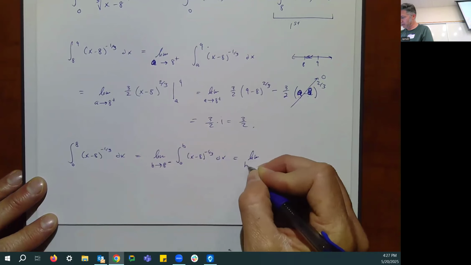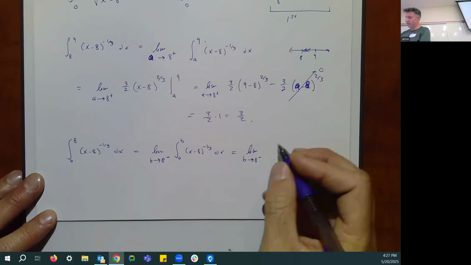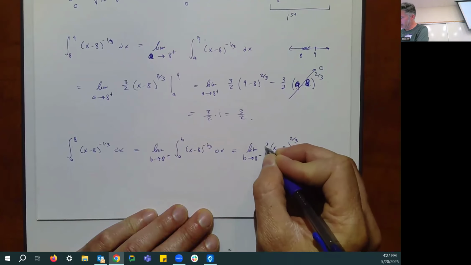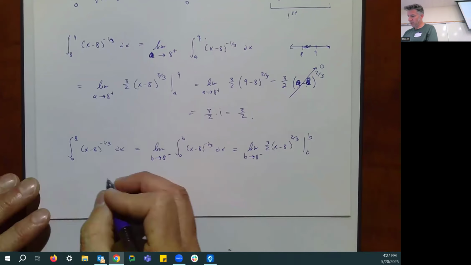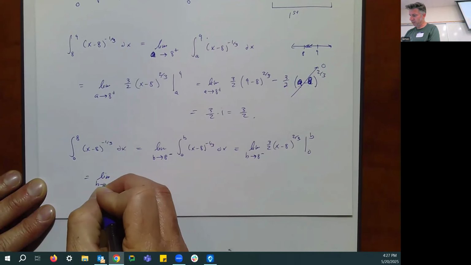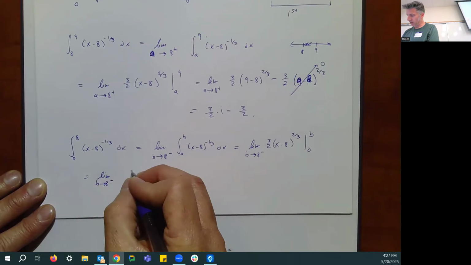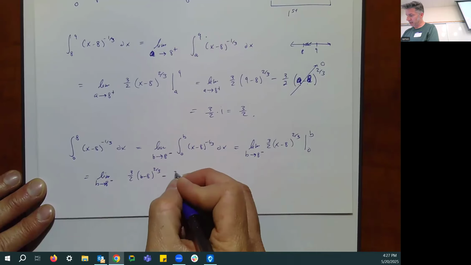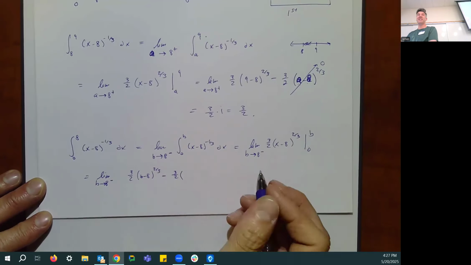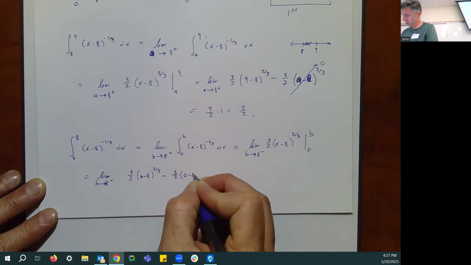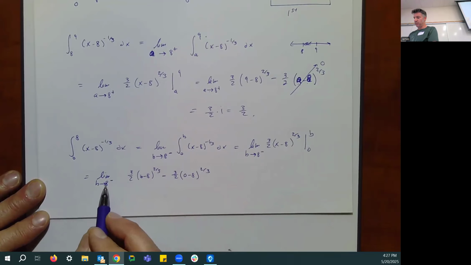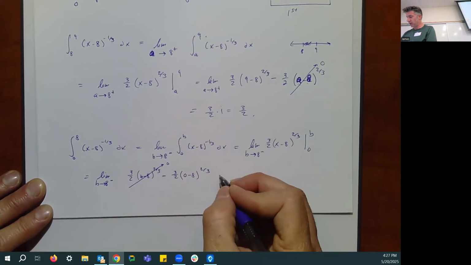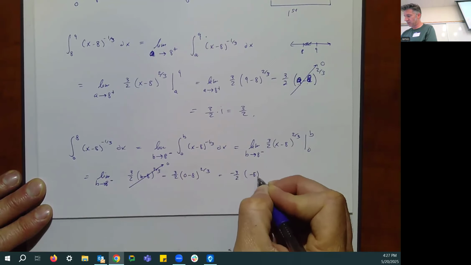The limit as b approaches 8 from the left of (x minus 8) to the positive 2/3 times 3 halves, from 0 to b. Be a little bit more careful about plugging things in this time. Plug in b first, I get 3 halves times (b minus 8) to the 2/3, minus I plug in 0. Here's a good example of where plugging in 0 doesn't get you 0. So plugging in b going to 8, 8 minus 8 is going to go to 0 to a positive power.